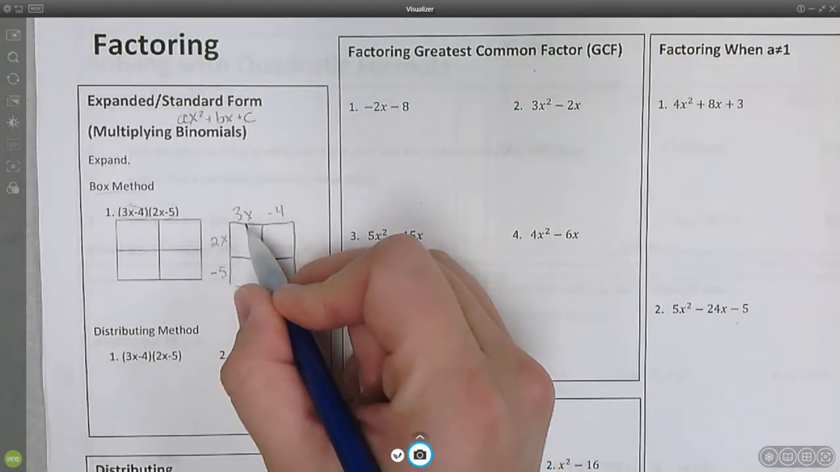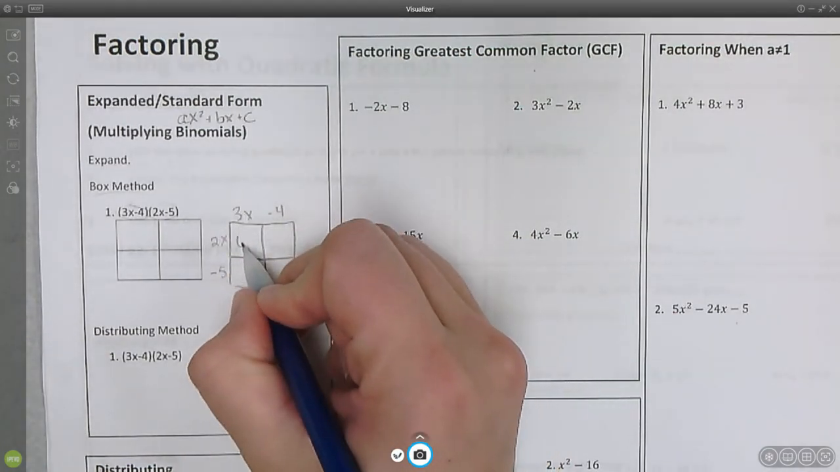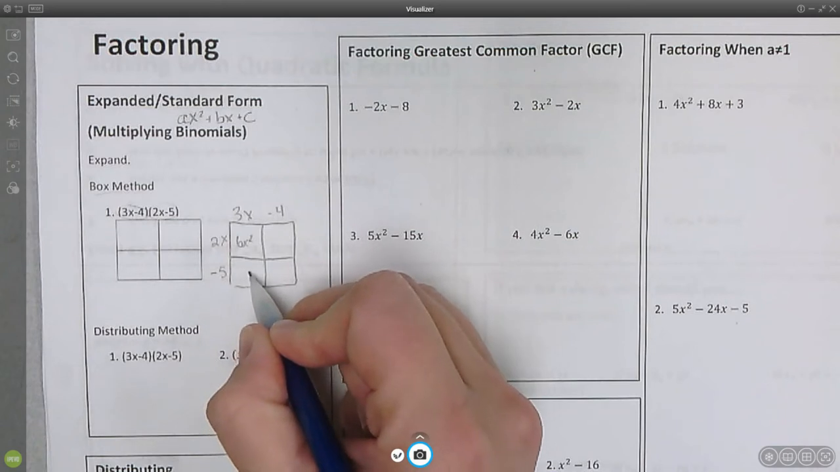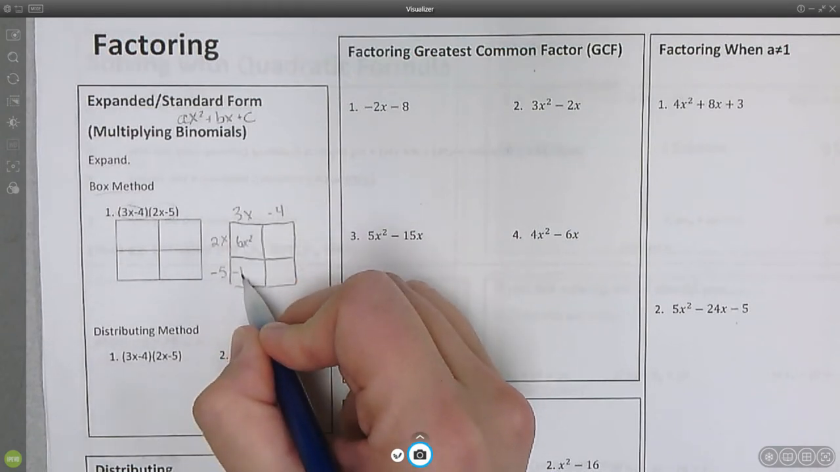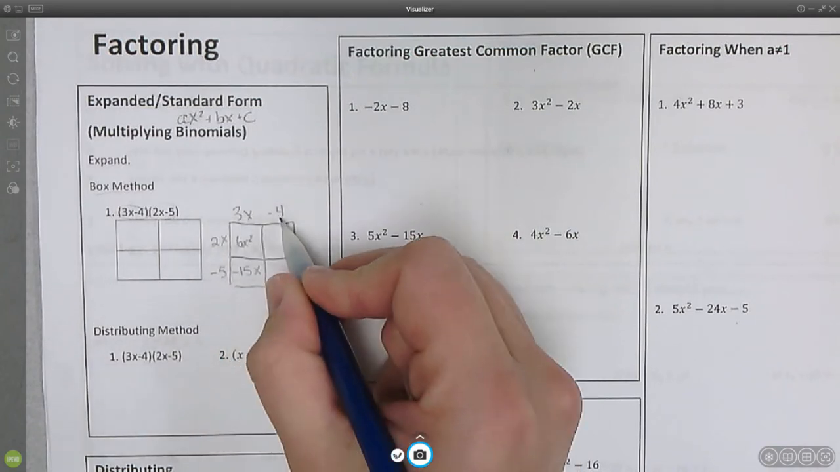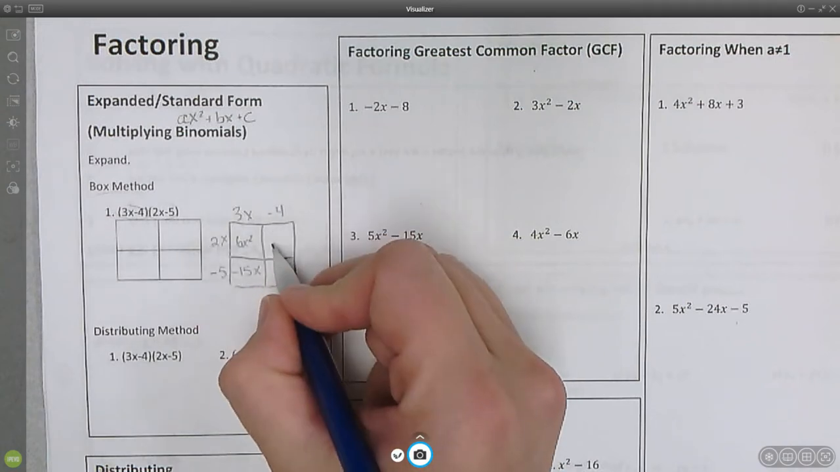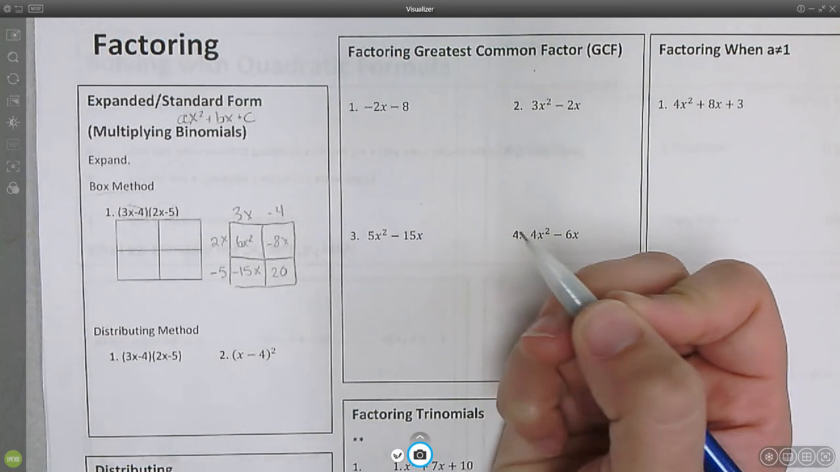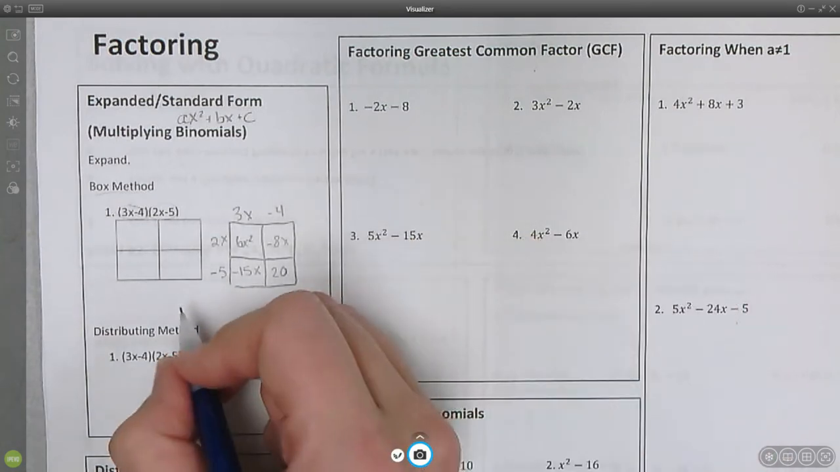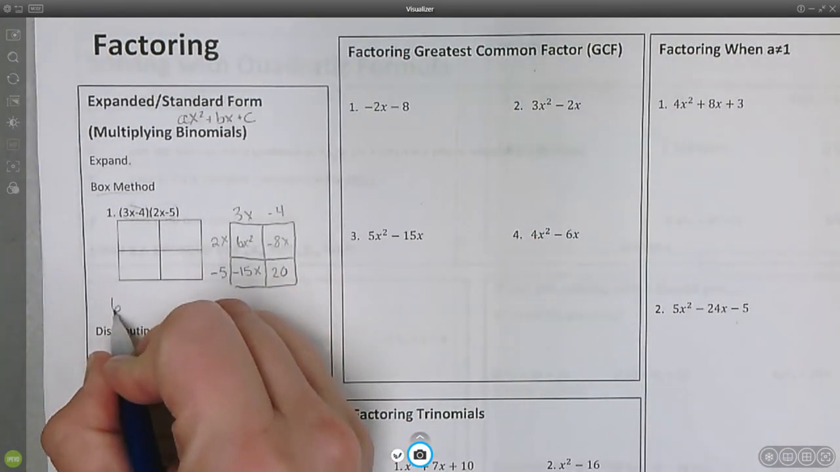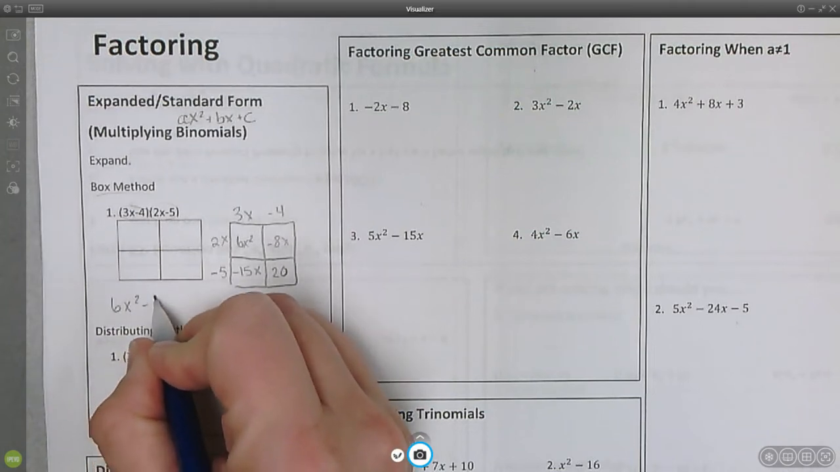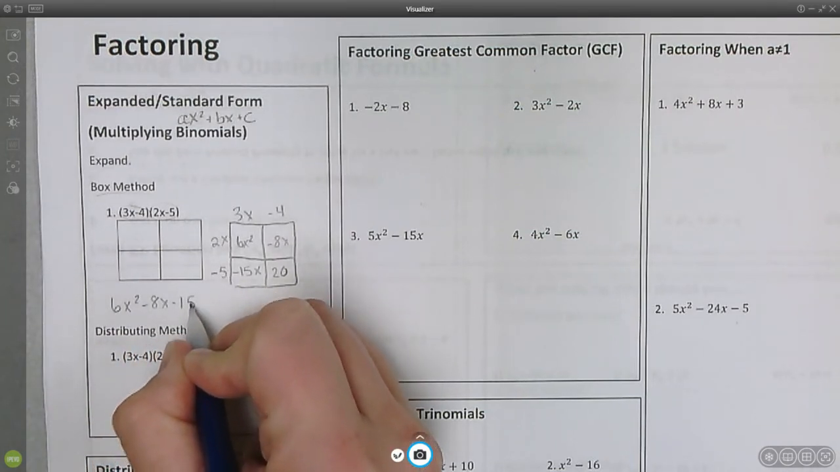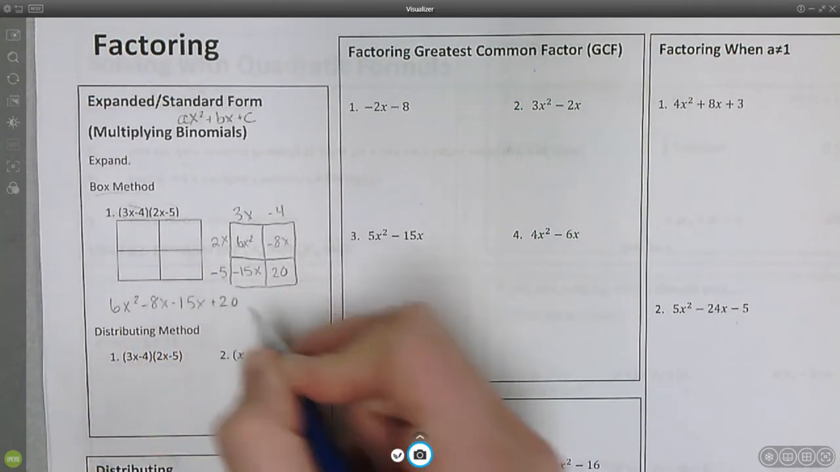So to find this box, you take these two things times each other. So 6x squared. This box is these two things, negative 15x. This box is 2x times negative 4, so negative 8x. And this box down here is 20. And then you're going to rewrite these. So 6x squared minus 8x minus 15x plus 20.